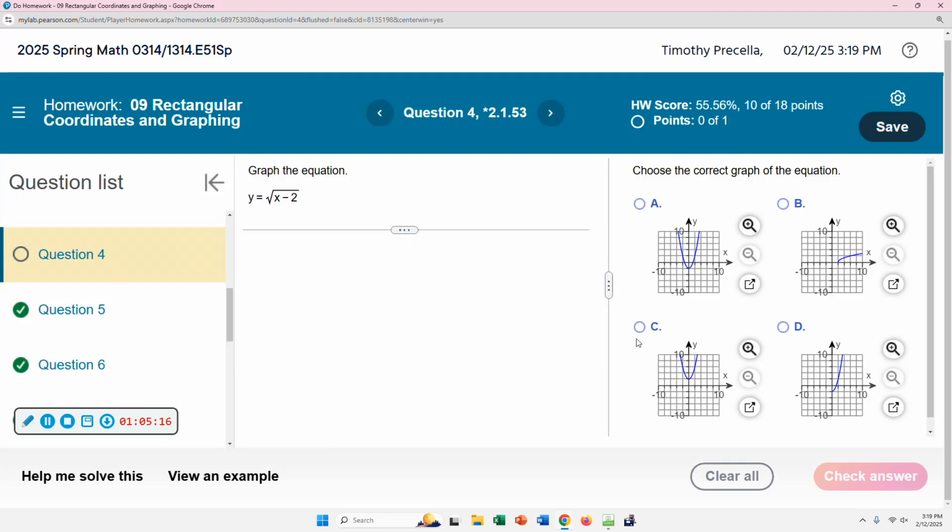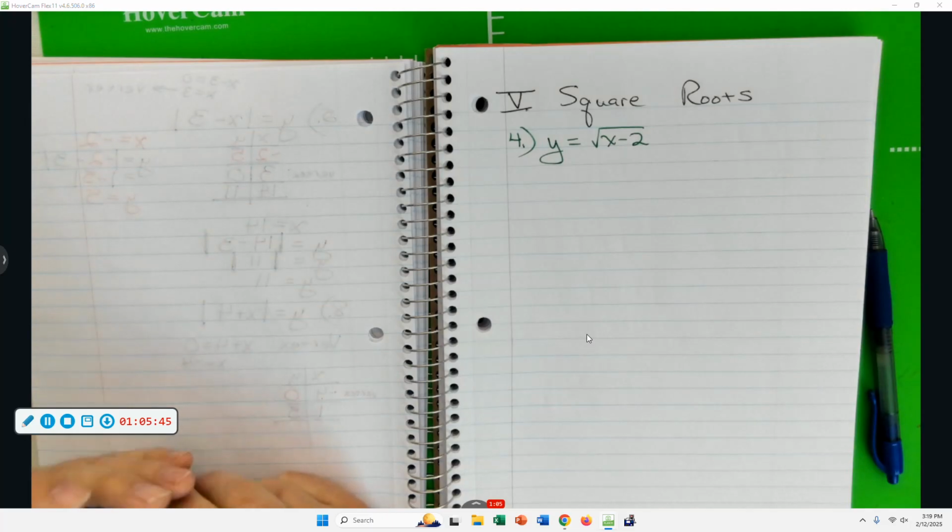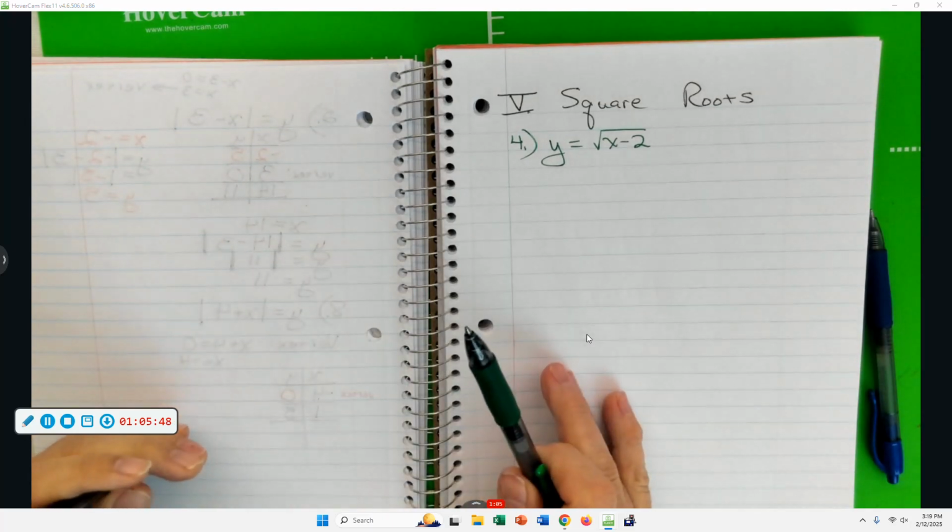Now there's not a square root graphing tool, so we're going to graph this thing just by plotting points and then drawing the graph on paper and choosing the graph that's the closest to the one that we found. So y equals the square root of x minus 2. You're going to have to choose the numbers you want to plug in for x. But here's something that you need to remember.